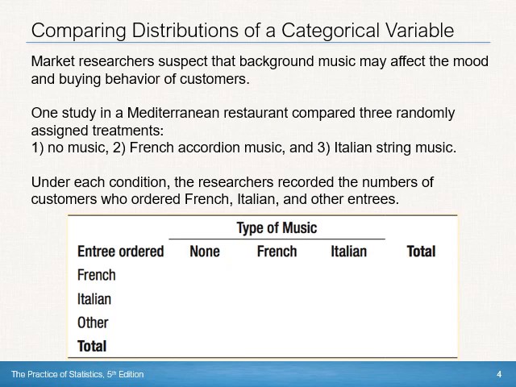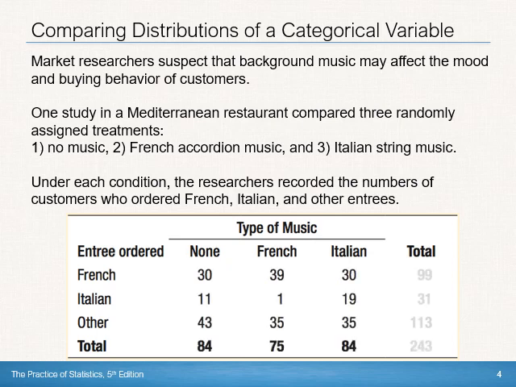The first example that we look at in this section is an experiment where we apply three different treatments on three different nights in a restaurant. The treatment is either no music playing, French accordion music playing, or Italian string music, say like a violin, playing. Under these conditions, they recorded how many French, how many Italian, and how many other types of entree were ordered at this restaurant.